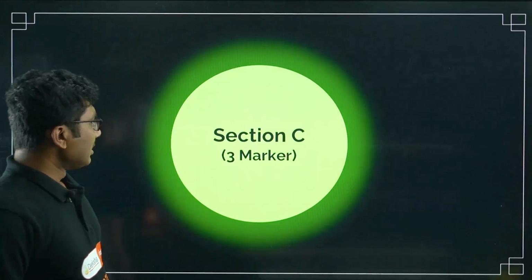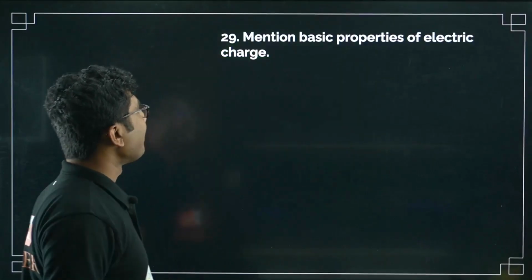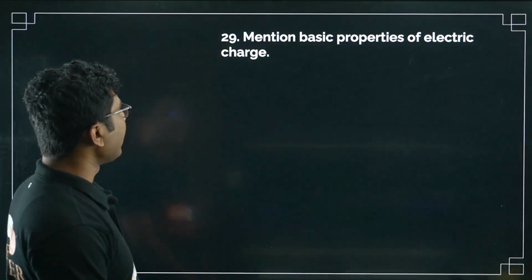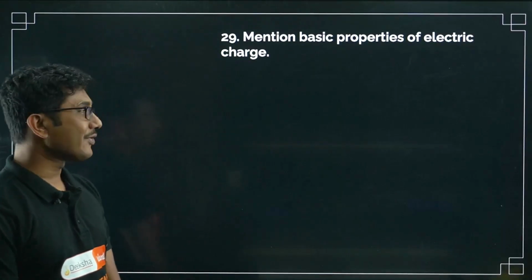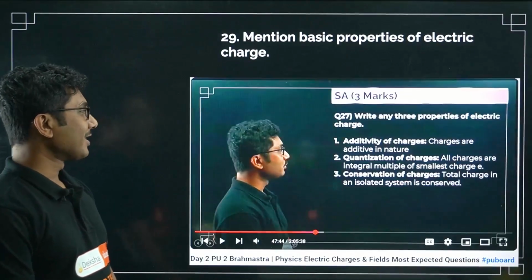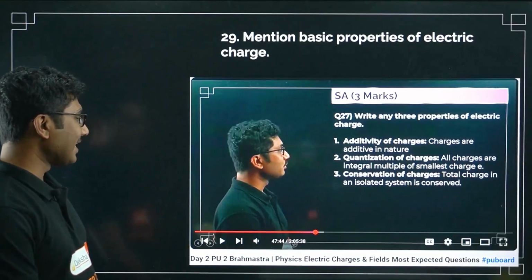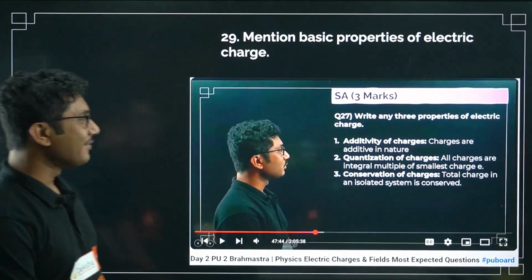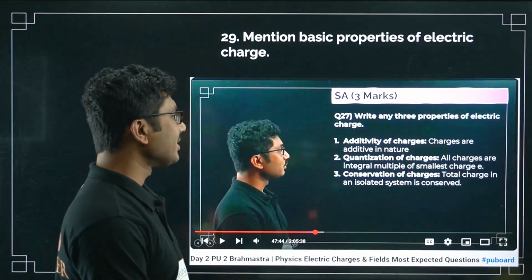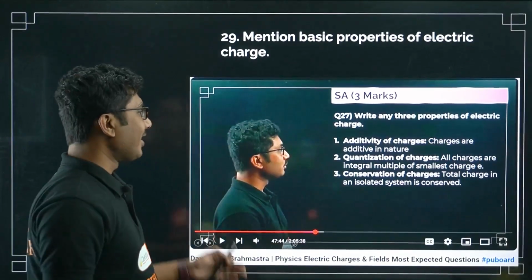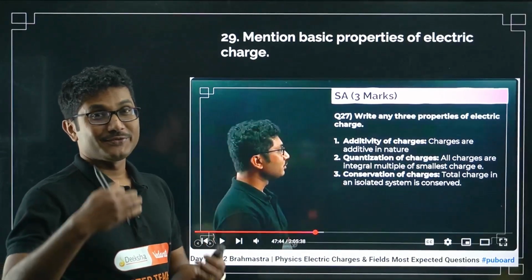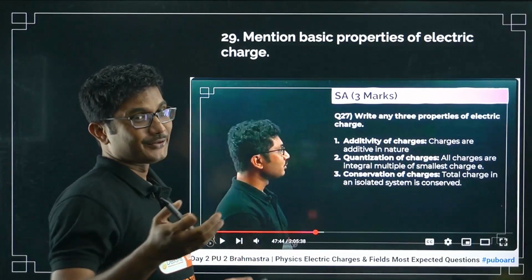Now section 3, 3 marker question. Mention basic properties of electric charge. Again another question from another universe, another dimension of the Brahmastra series. Here I have discussed the exact question, additivity of charges, quantization of charges. So everything is explained by me in another dimension if you have watched that video, right?